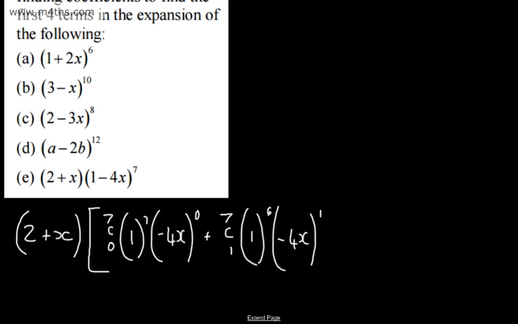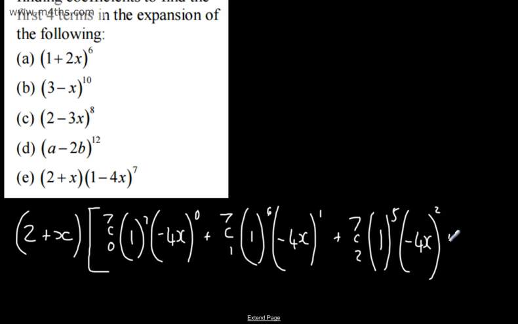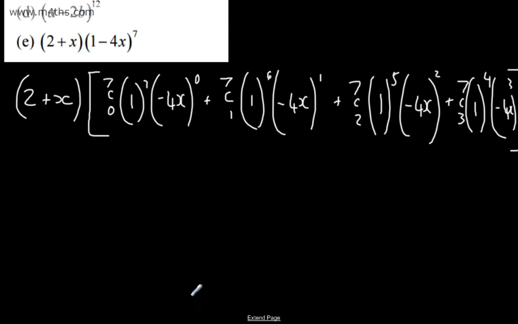So if we do the next one, we're going to have 7c2. Let's just write this on, plus 7c2. We're going to have 1 to the 5th. We're going to have negative 4x, which we need to square, plus 7c3. We're going to have 1 to the 4th, negative 4x, which we need to cube. As you can see, it's often a bit of a hassle with working.